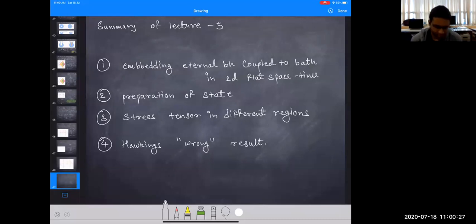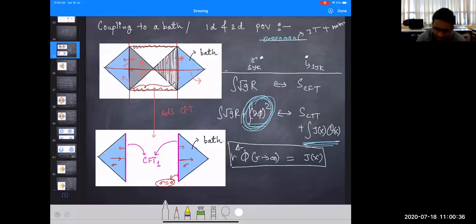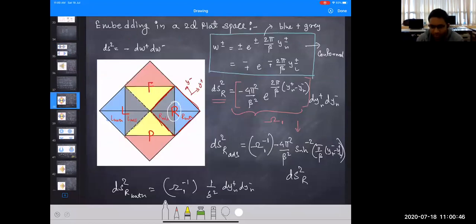So let me just quickly remind you guys what we saw in the last lecture. We had imagined the space-time where an eternal black hole is coupled to the bath, and it's exchanging energy with it. I described how the space-time can be embedded in 2D flat space. In the sense that the metric on this hybrid space-time is conformally equivalent to a 2D flat space.